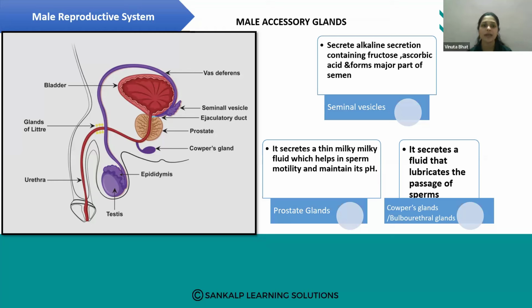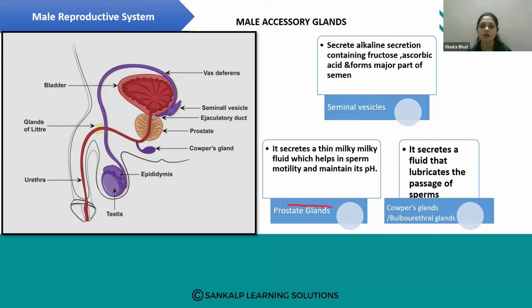These are all the accessory ducts. And what is the function of the accessory glands? So you have seen the accessory glands, that is seminal vesicles, prostate gland, and the Cowper's glands or bulbourethral glands. So these are the male accessory glands. So what is the function of the seminal vesicle? It secretes an alkaline secretion containing fructose and ascorbic acid, and forms the major part of the semen. So that adds the secretion to the sperm.